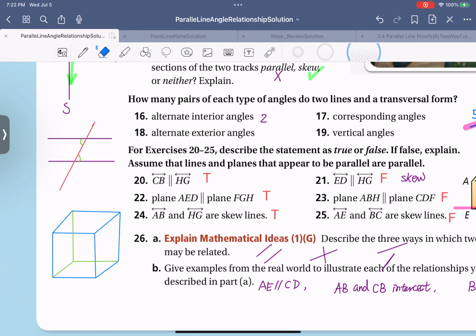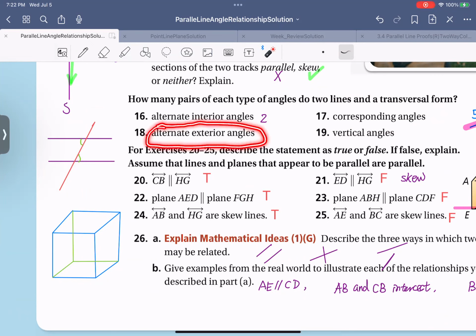Now, okay, Jeffrey, how many pairs of corresponding angles does this have? 4. Good. This is the first pair. This is the second pair. This is the third pair of corresponding angles, and this is the fourth pair. So we have 4 pairs. Very good. Keep going, Jeffrey.